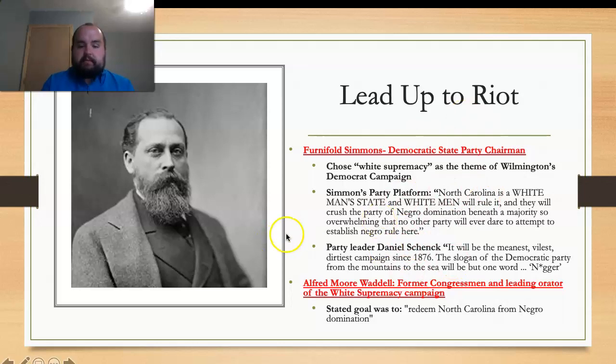For example, Alfred Moore Waddell was also a former congressman and leading orator of the white supremacy campaign. He stated in a speech leading up to the riot that the goal of their party was to redeem North Carolina from Negro domination. So again, not being subtle in the slightest.